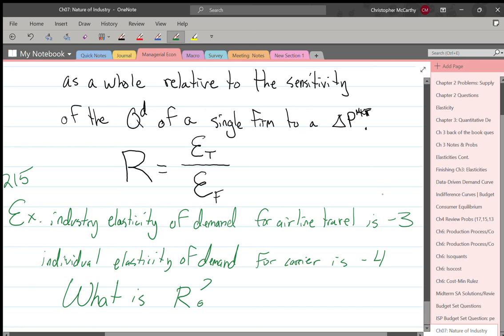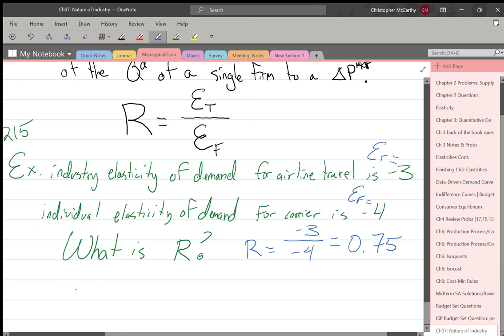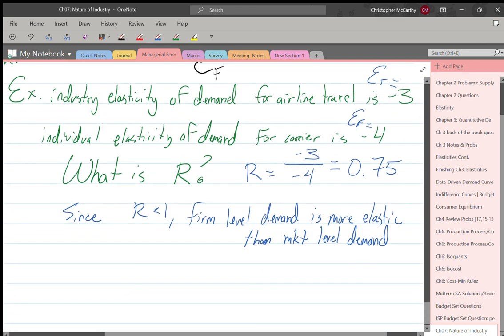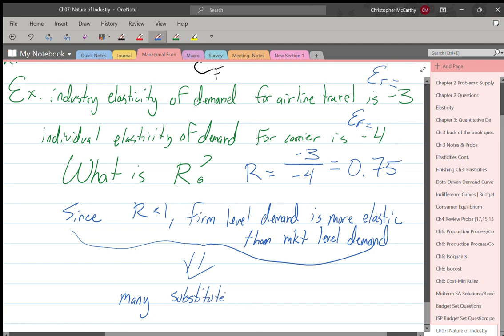So, we know that our elasticity for the industry is this -3, and the elasticity for the firm is this -4. So, Rothschild industry just ends up being -3 divided by -4, which ends up being 0.75 positive. And so, what does this tell us? Well, since it's less than 1, it tells us that the firm level demand is more elastic than the market level demand. And so what does this suggest to me? This suggests to me that I've got many substitutes within that industry.